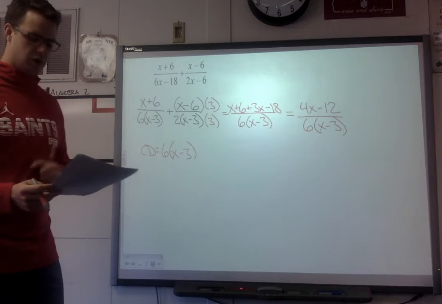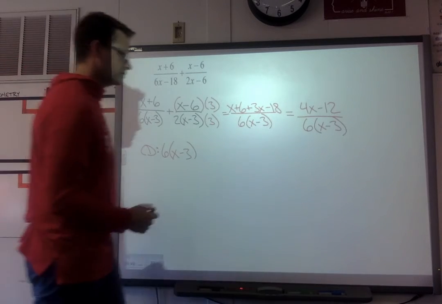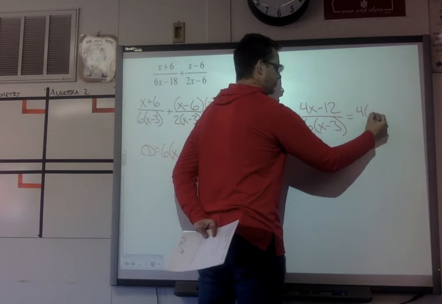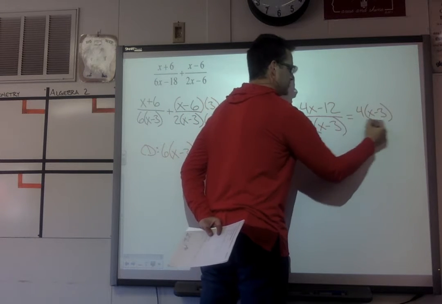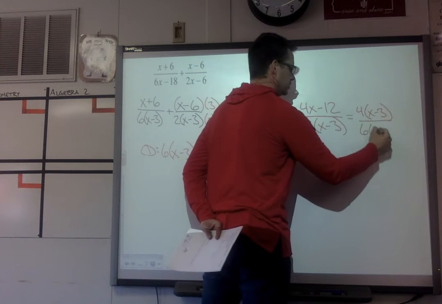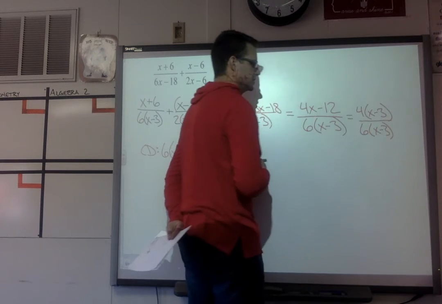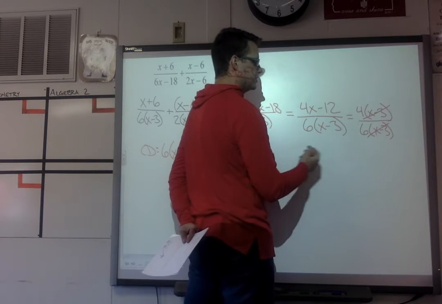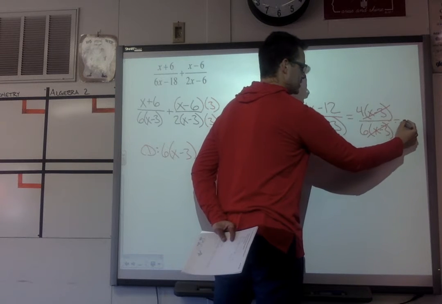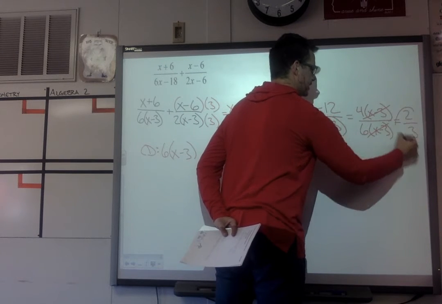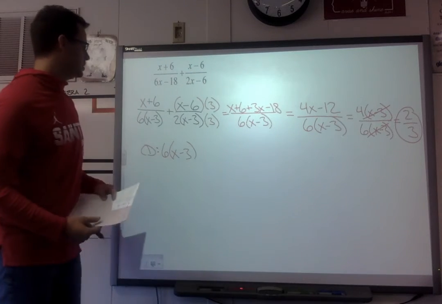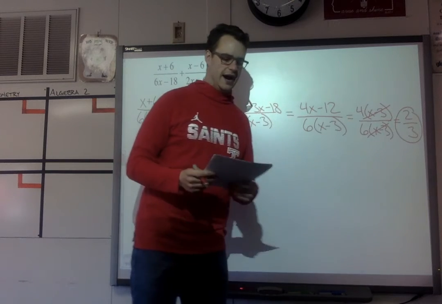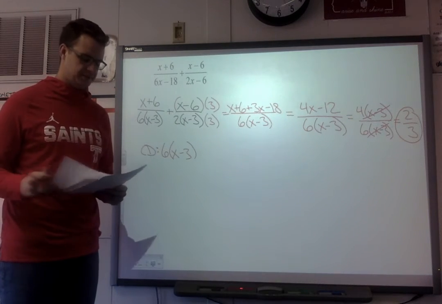But now there's actually one more step that I can take here. If I look at this, 4x minus 12, I can factor a 4 out of that, which gives me 4 times x minus 3 over 6 times x minus 3. Now, I can cancel my x minus 3's. I'm left with 4 over 6, which simplifies to 2 over 3. So what we started with up here simplifies all the way down to a fraction of 2/3.